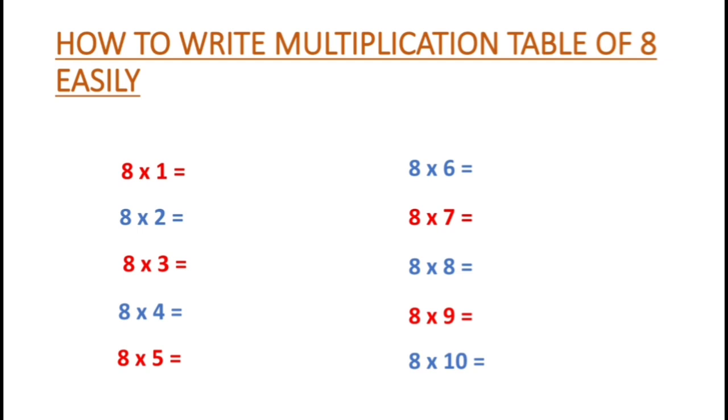Now let us write the product. What is the product? The meaning of product is when we multiply any two numbers, we get the answer. That answer is called the product. Now here we are going to multiply 8 into 1. The answer, whatever we get, is called the product. Now let us find the products of these numbers.